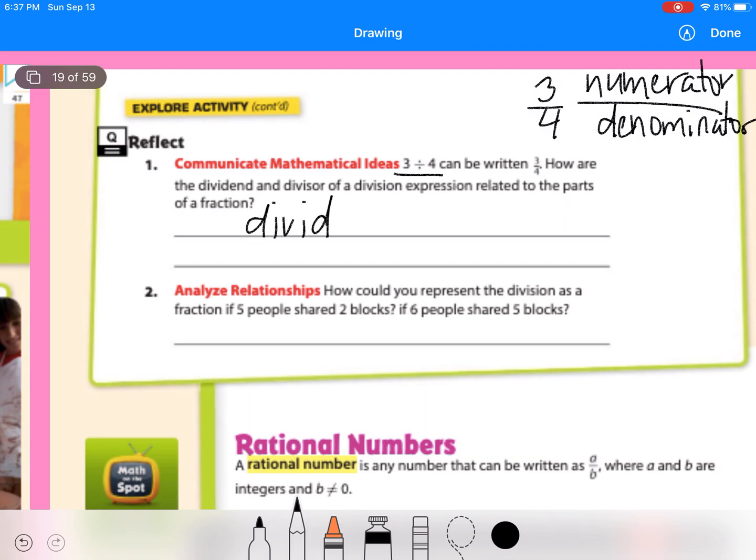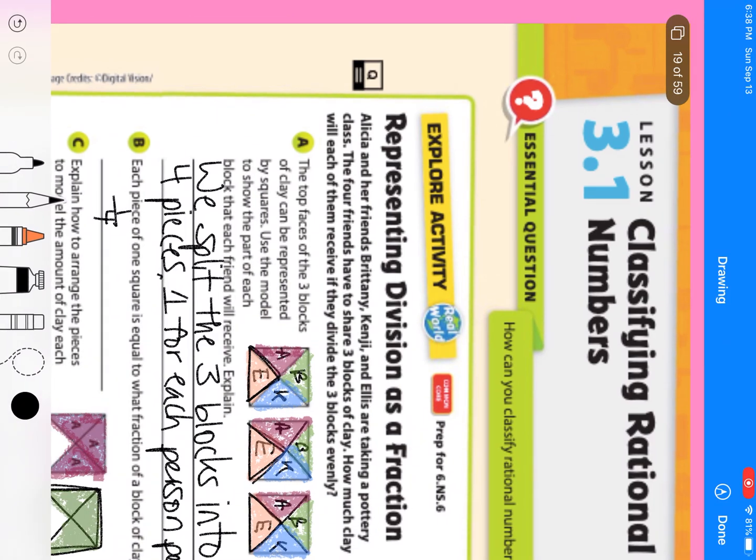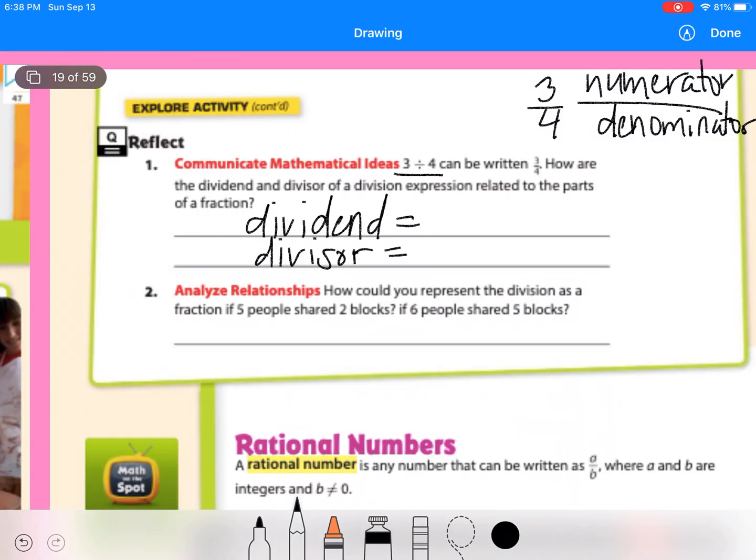So, the dividend equals which part, and the divisor equals which part? I want you to take a second, and I want you to think about the word dividend and divisor. And I want you to think, do you think the dividend is the numerator or the denominator? And do you think the divisor is the numerator or the denominator?